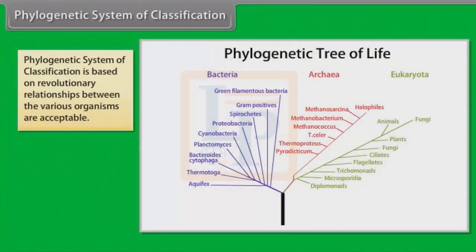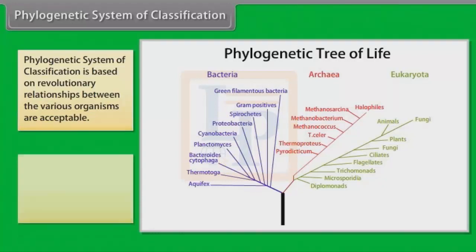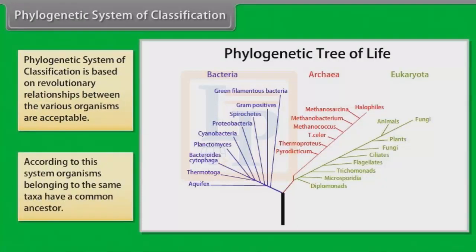Phylogenetic system of classification. The phylogenetic system of classification is based on evolutionary relationships between the various organisms. According to this system, organisms belonging to the same taxa have a common ancestor.